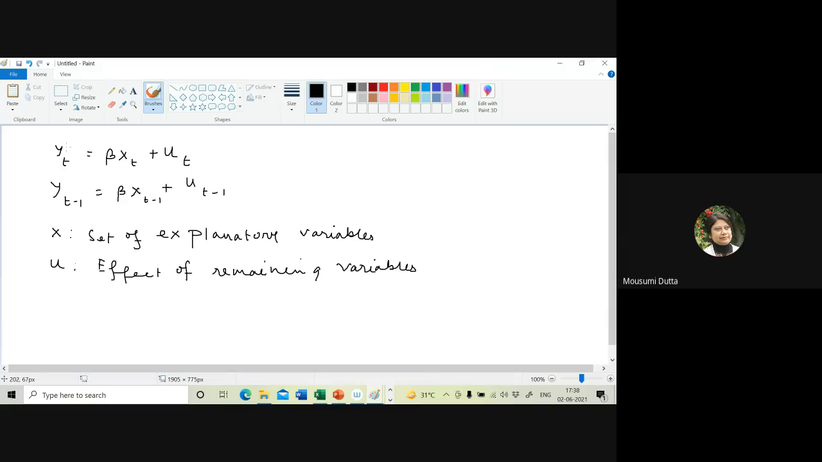So I have Yt. Y is the output of a particular industry. Yt is a function of Xt. X is the input. It can be capital, labor, or you can consider X as a vector. In that case there are several explanatory variables, so it is better to say X is a matrix. However, if you consider a single input, Yt is a function of Xt.